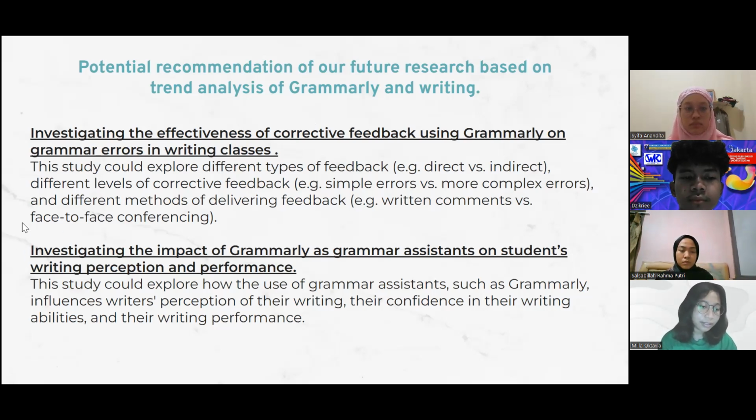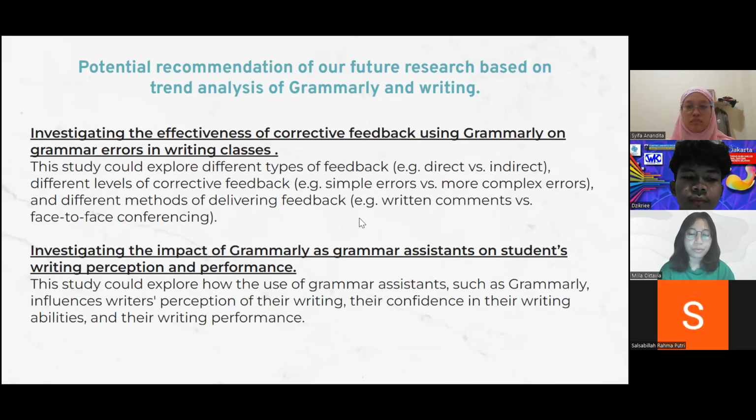And the next one is investigating the impact of Grammarly as grammar assistance on students' writing perceptions and performance. So we got Grammarly here, and then grammar assistance as we found in the analysis. And then writing perceptions here are also found in the analysis. And the study could explore how the use of grammar assistance, such as Grammarly, influences writers' perceptions of their writing and their confidence in their writing abilities. Also, their writing performance using Grammarly as the grammar assistant.